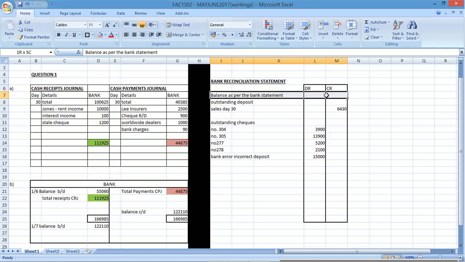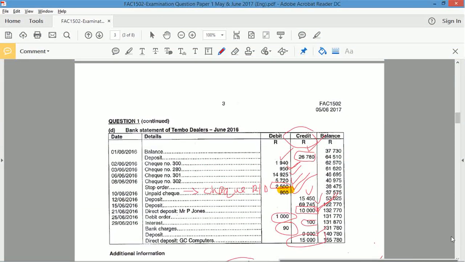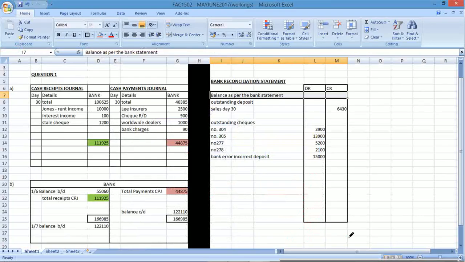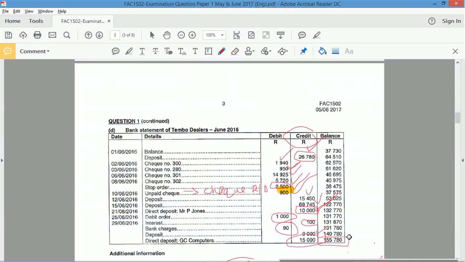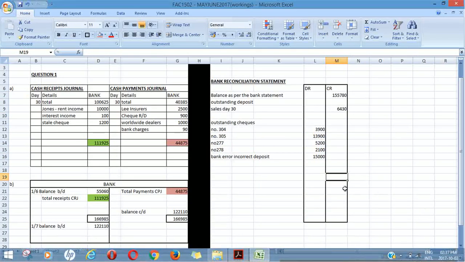I do need a balance as per the bank statement. I did miss something. Okay, we needed that figure. Let's go back and get it. There it is. 155,780. Is it positive or negative? It's positive, so it'll be a credit balance. 155,780. Okay, great.